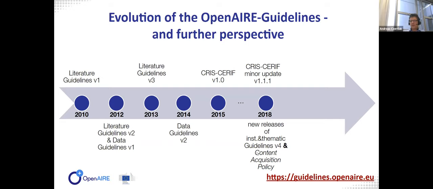a switch in the content acquisition policy of OpenAIRE. From the beginning, from 2010 until 2018, the content acquisition policy focused only on open access articles, open access data, and so on. Since the new content acquisition policy, we can harvest everything, not only the open content, but also the closed content and the metadata for the closed content. That was a major shift from open to closed to get a better view of the transformation here.